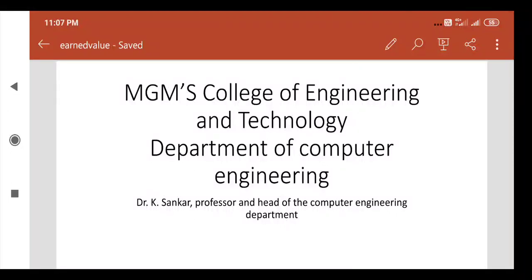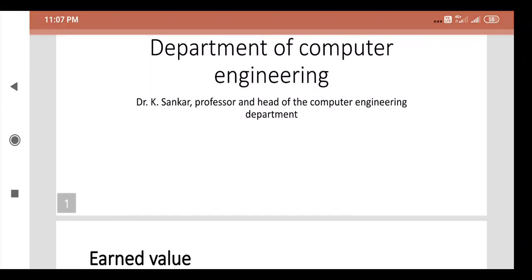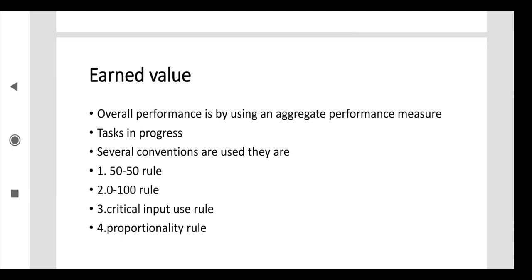Students, today we discuss the next topic of the fifth unit, earned value. After completing the process, the overall performance is measured by using an aggregate performance measure of the completed project. That is the earned value. So what are the processes to be completed? What are the tasks to be progressed through the project? We have to attain the value of the earned value.